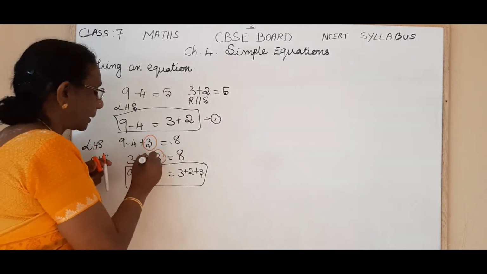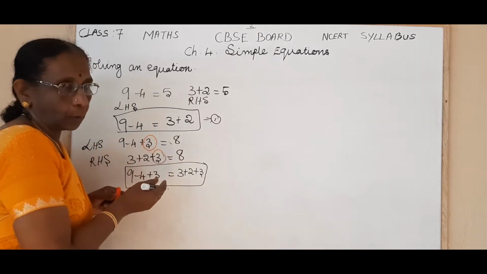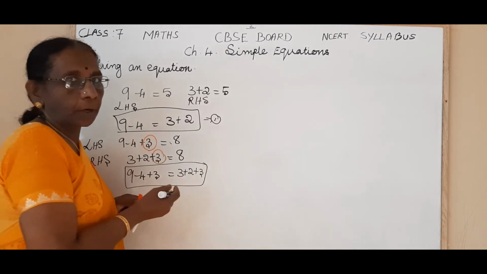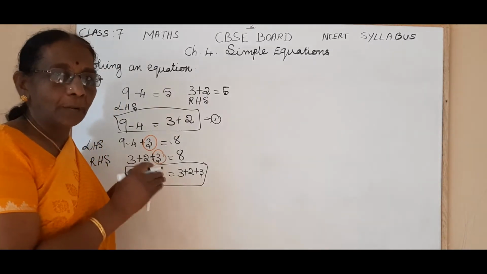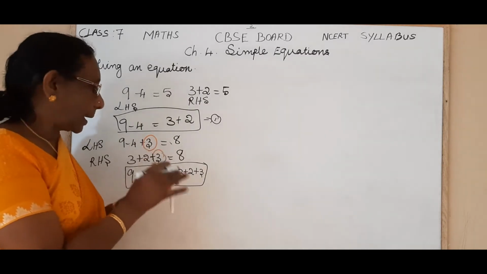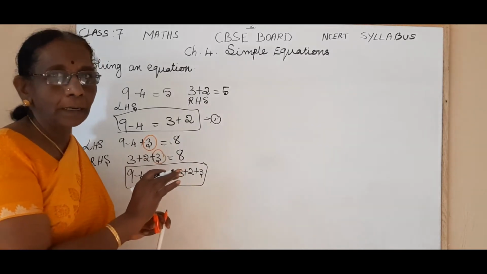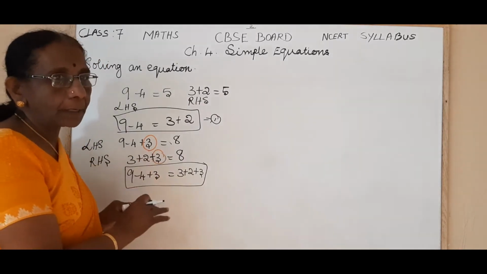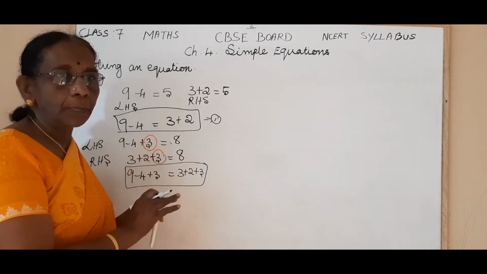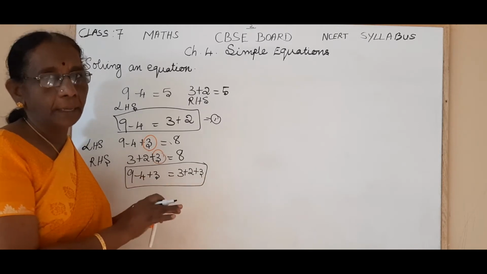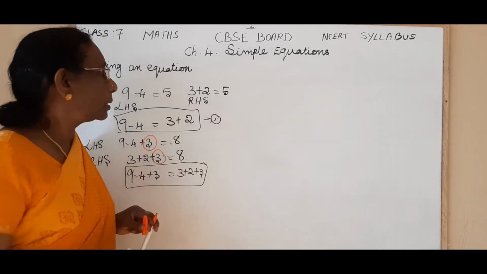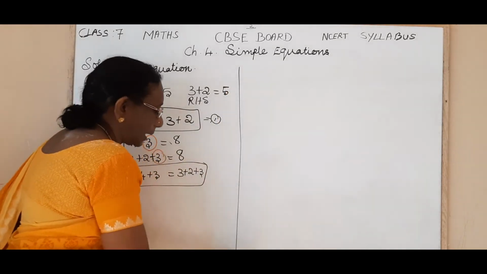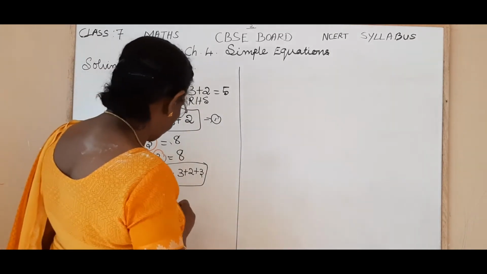Again you are getting the same value. So from this what have you understood? If you add the same number to the left hand side and the right hand side, the value will not change. The equality of the equation will remain the same. It will be maintained. Now we will move to the next operation.